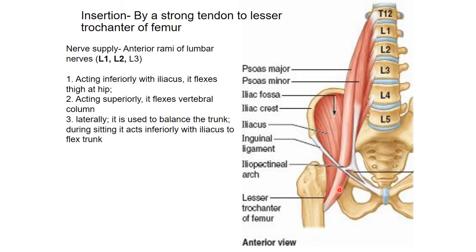So it is anterior to the capsule of the hip joint and converges to form a tendon that receives some fibers of the iliacus also. This is the iliacus muscle. See, this is the iliacus muscle. So it receives some fibers of the iliacus also and gets attached to the lesser trochanter. So this was the psoas major muscle.